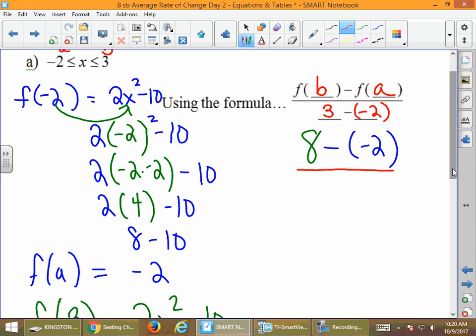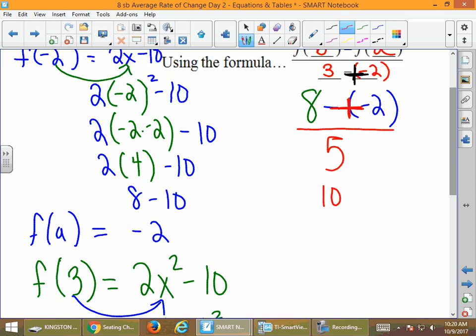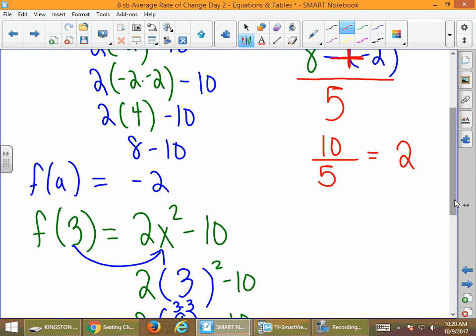Well, we've got 3 minus a negative 2. And when we have a double negative, that becomes positive. So 3 plus 2, which is 5. And now we can finish calculating out the average rate of change. Double negative up in the numerator, the top of our fraction, gives us a positive. So we end up with 8 plus 2 is 10. Divided by 5. 10 divided by 5 is 2, which is our average rate of change.